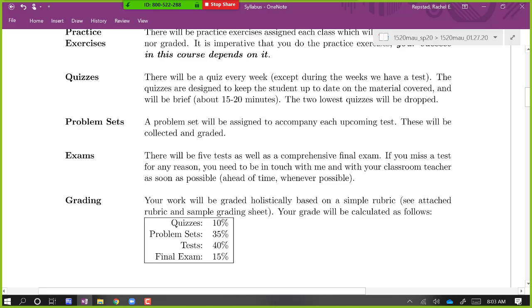As I mentioned before, there's problem sets. The problem sets are collected and graded. I post the problem sets to Canvas. You might get a hard copy handed out in class, but there's a big due date on it, so it's usually pretty clear when you're handed something that you're expected to turn in. And then we'll have 5 tests and a comprehensive final exam.